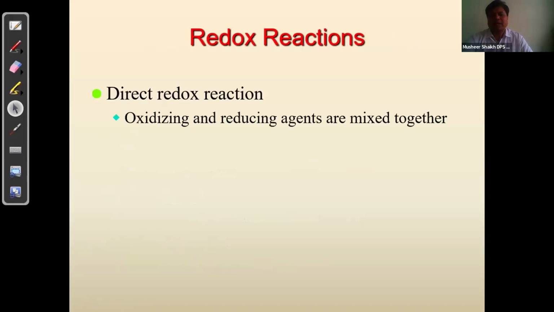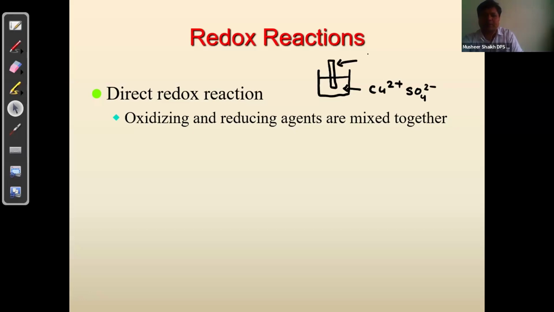Now, there are direct redox reactions. So, for example, if I have a container and in the container I have kept copper sulfate solution, which is going to give me copper ions and sulfate ions. And in that, suppose I dip zinc metal, which is in solid state. Now, what will happen here?